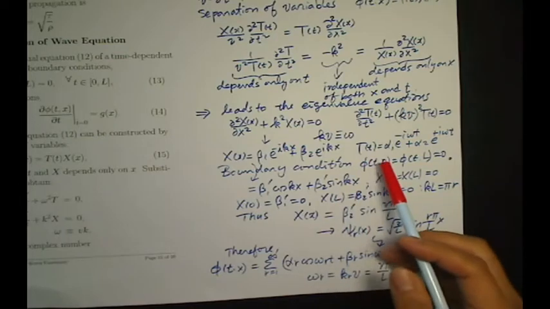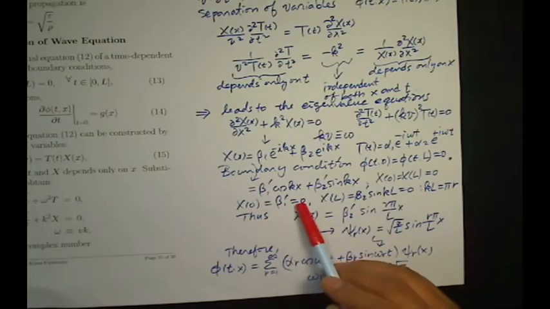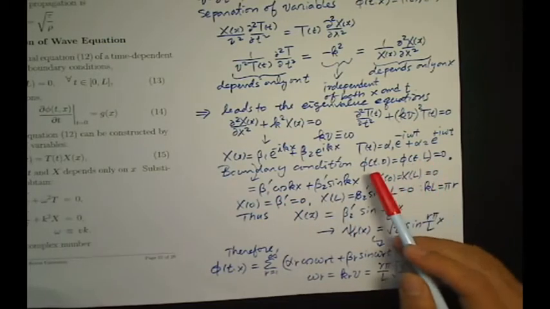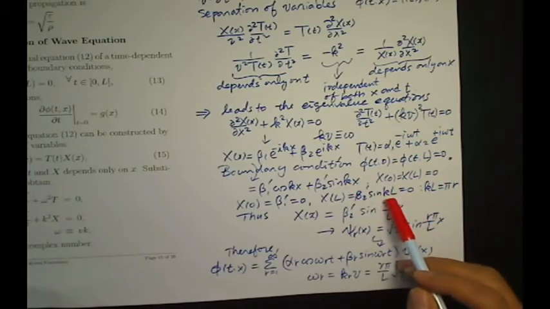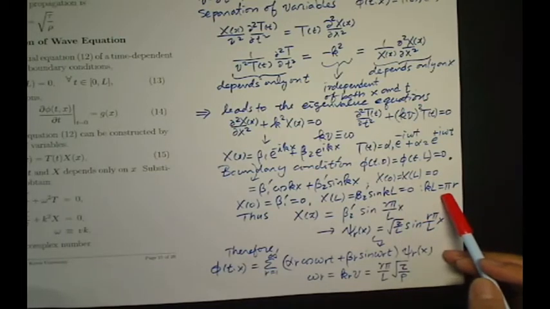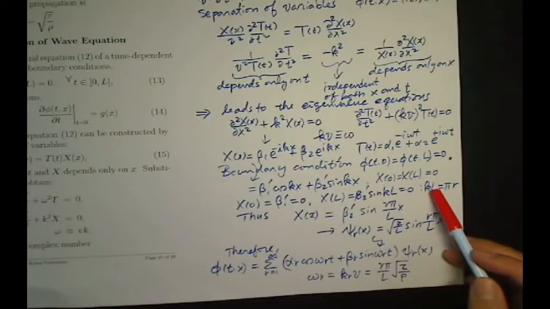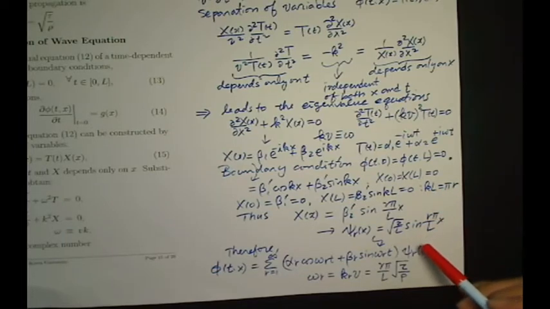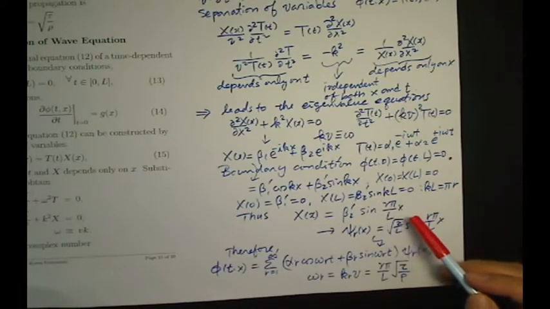If I substitute x equals 0, then beta 1 prime becomes 0. But if I substitute x equals L, then the sine KL becomes 0. Because of this, KL must be a multiple of pi. Therefore, K is pi r divided by the length of the string L. We know the normalized eigenfunction for this is the square root of 2 over L.